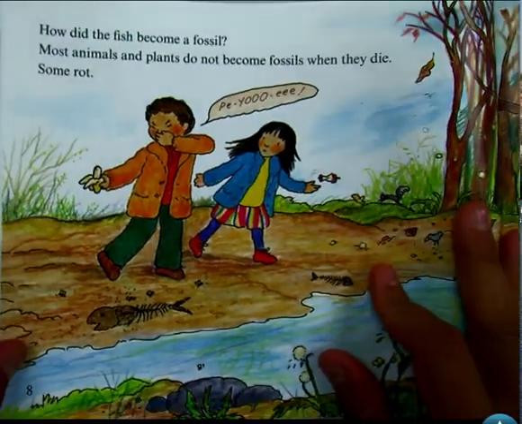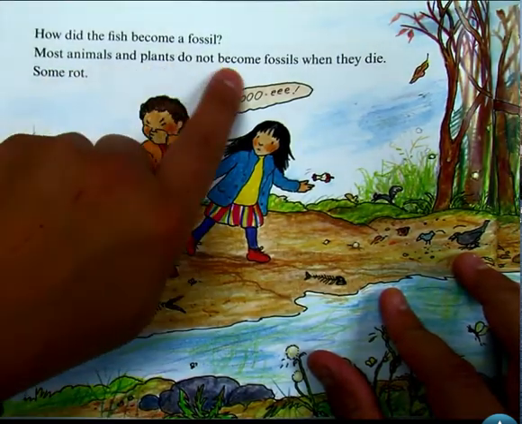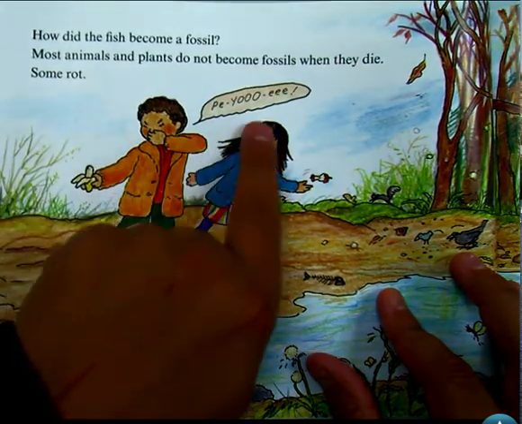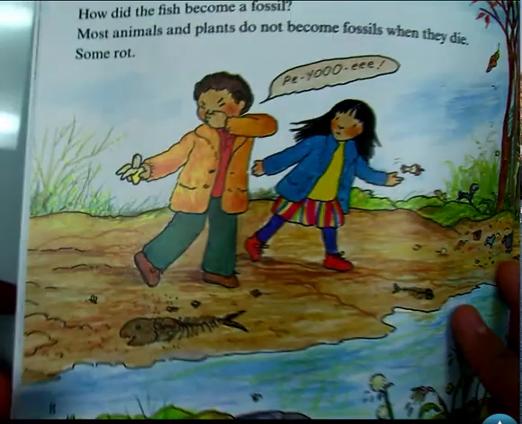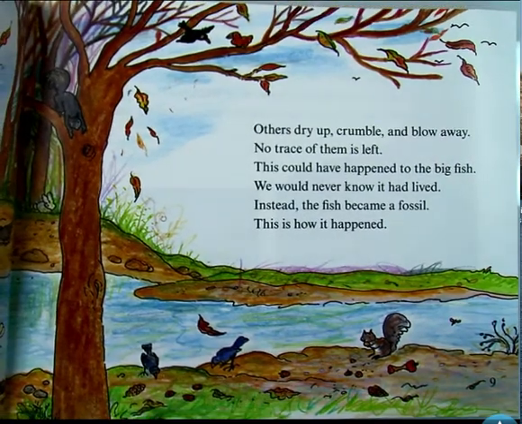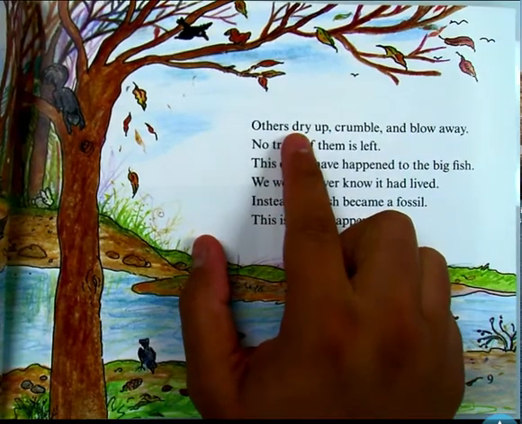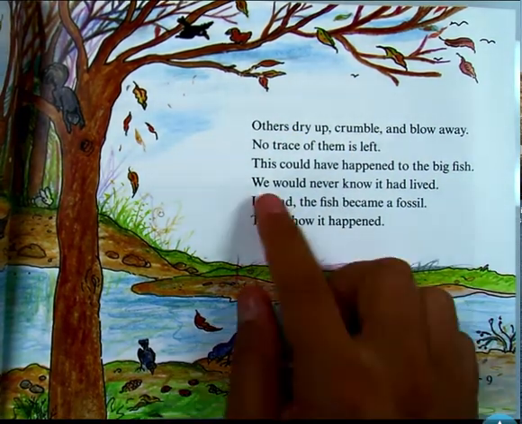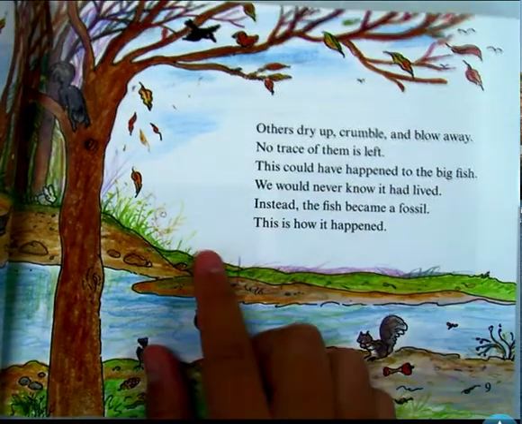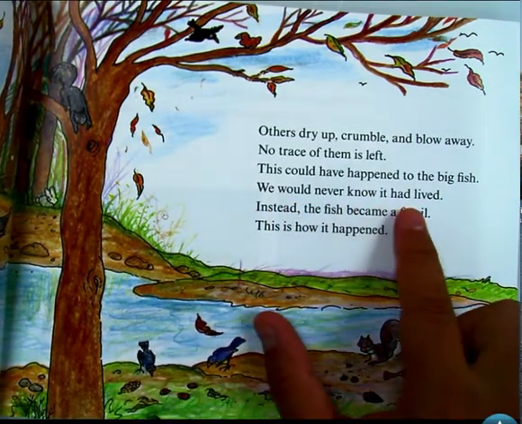How did the fish become a fossil? Most animals and plants do not become fossils when they die. Some rot. P-U. It's not a good smell, right? Yeah. All right. Others dry up, crumble, and blow away. No trace of them is left. This could have happened to the big fish. We would never know it had lived.